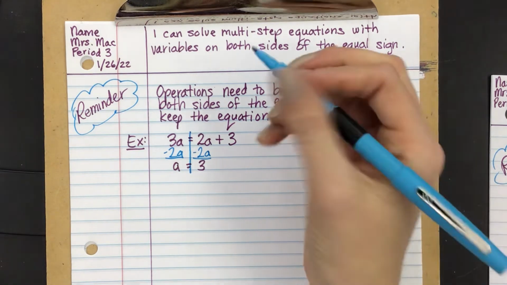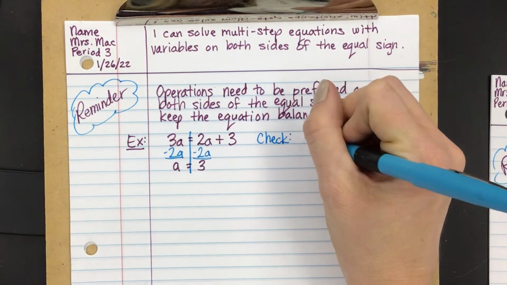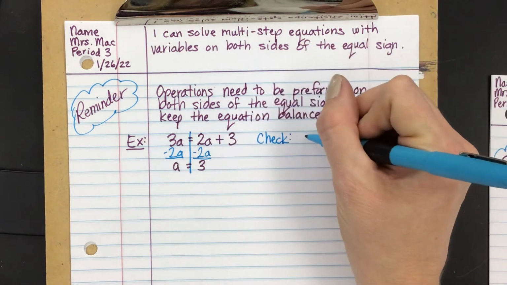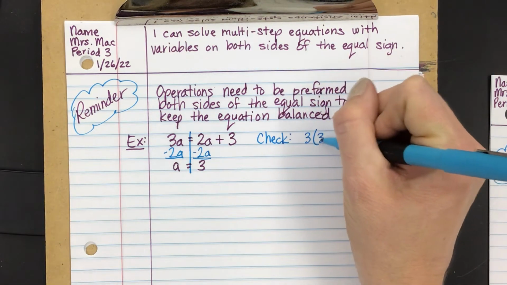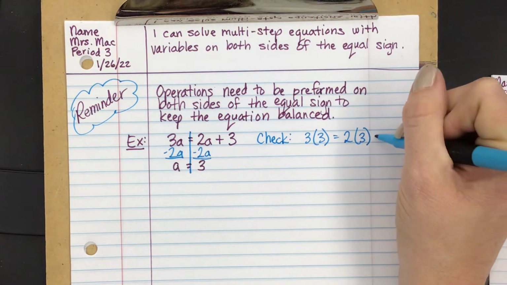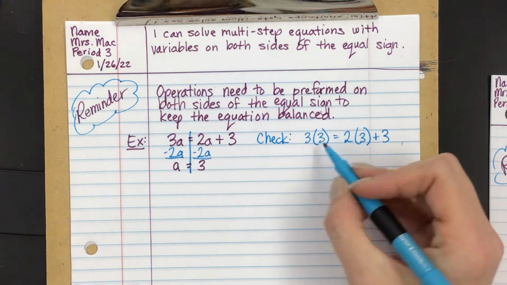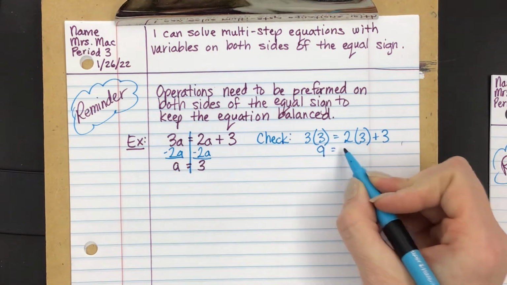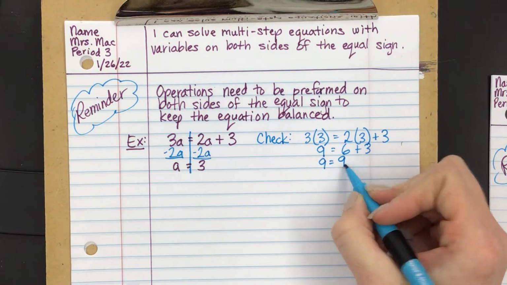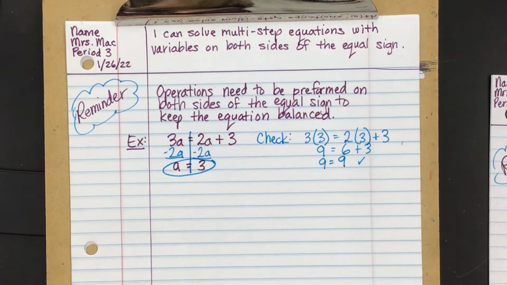And as usual, we're going to check our answers. Now I want to make sure that I'm plugging it into the original equation. So this is going to be 3 times 3 instead of 3 times a, and 2 times 3 plus 3. And then we'll simplify it. This is 9. This is 6 plus 3. 9 is equal to 9. So we're good. We know that 3 is the correct solution.